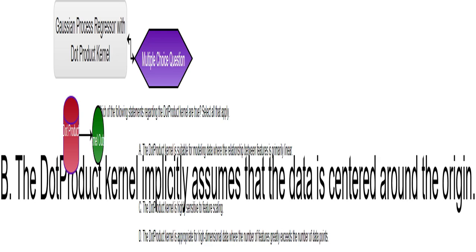This question wants me to identify the true characteristics of the DotProduct kernel. I need to carefully consider each statement. This statement is saying that the DotProduct kernel works best when the average of my data is 0, around the origin. I should remember this.